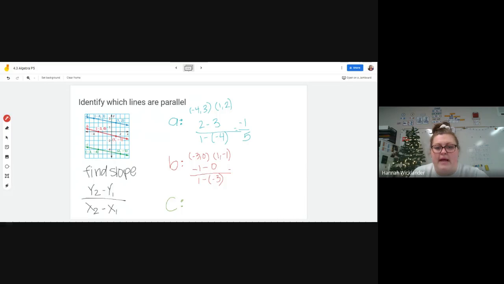-1 minus 0 gives me -1. And 1 minus -3 gives me 4. Oops. So not the same slope. They're a little different. Now let's do line C, the green line. I have -3, -4, and 2, -5.